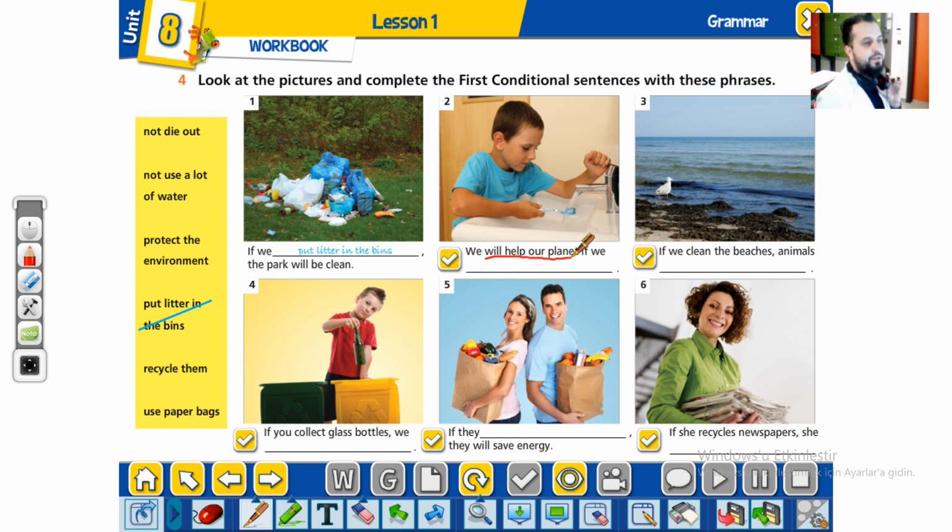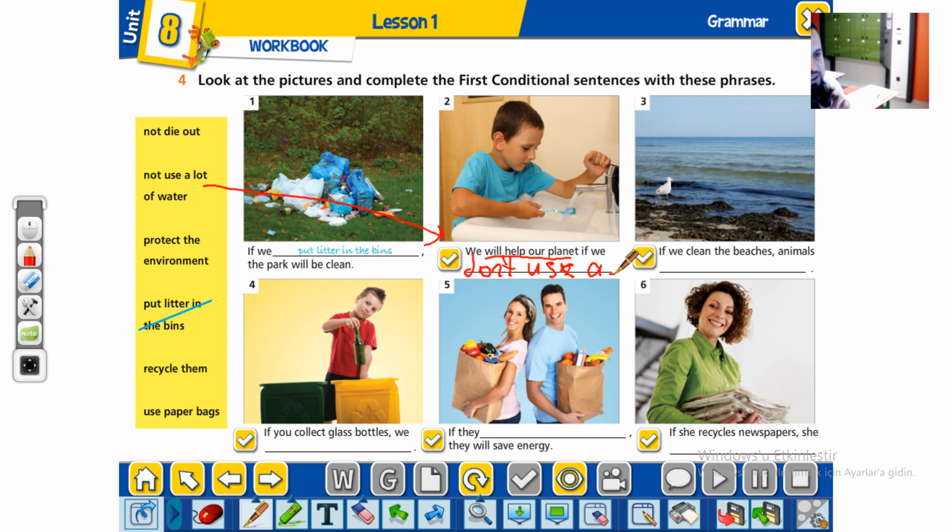Gezegenimize yardım ederiz. How? If we think about it, we will not die out, we will not use a lot of water, we will protect the environment, recycle them and use paper bags. If you can see water, you can understand that we are not going to use a lot of water. Okay, look at the picture 3.